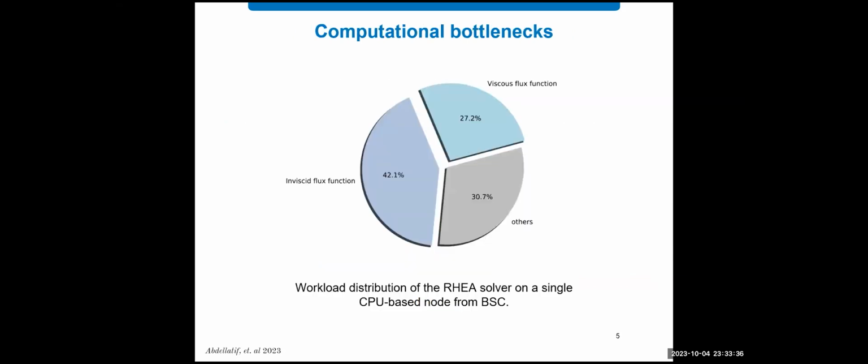So the first thing we do before accelerating or porting anything is to identify the targeted functions that make most of the computations inside our solver. In our case, when we profile the solver, we find that around 70% of the workload is distributed among two functions, the one named inviscid flux function and the viscous flux function. So this is what brings us to the idea that we need to enhance the computational performance of these two functions.